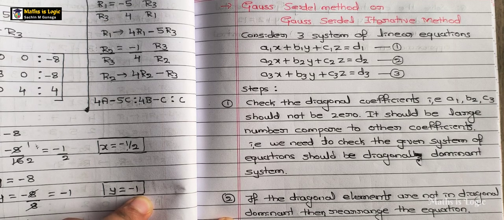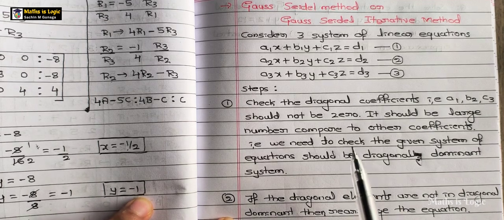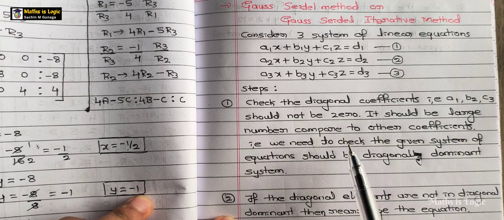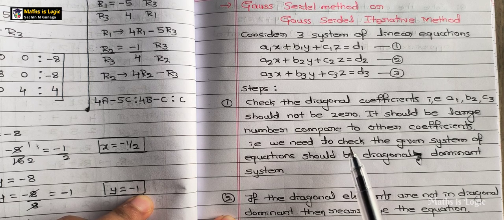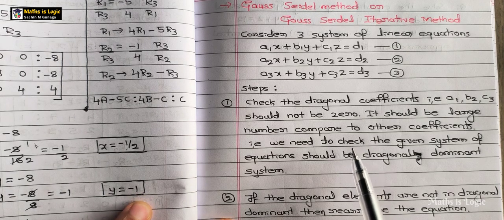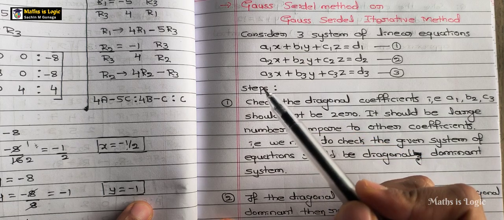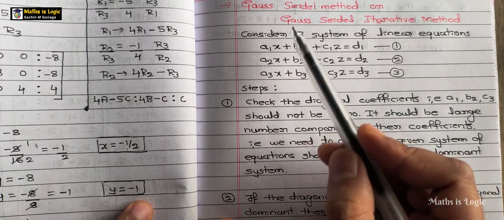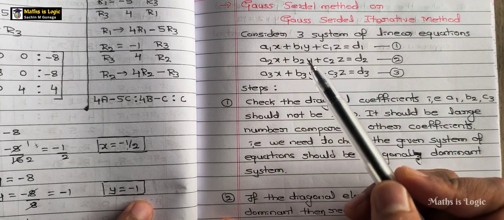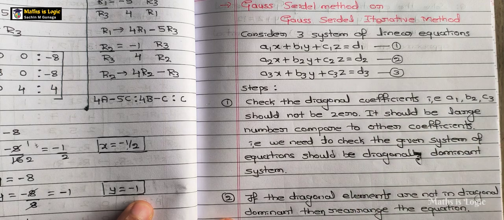But we already solved problems on the Gauss elimination method and the Gauss-Jordan method. In those, we solved for the values of x, y, z by using row transformation. But this is totally different, because here we need to go through different iterations. Then only we will get the approximate value.